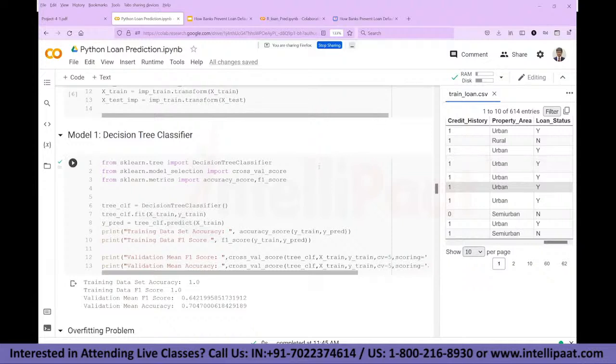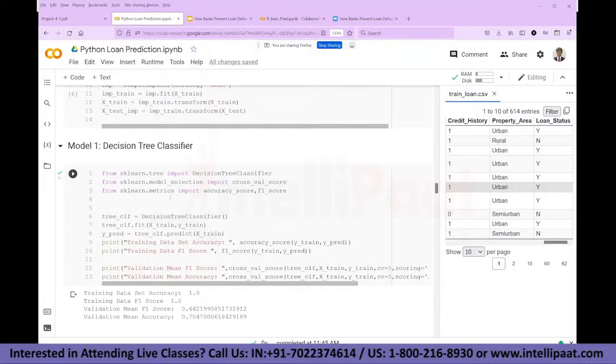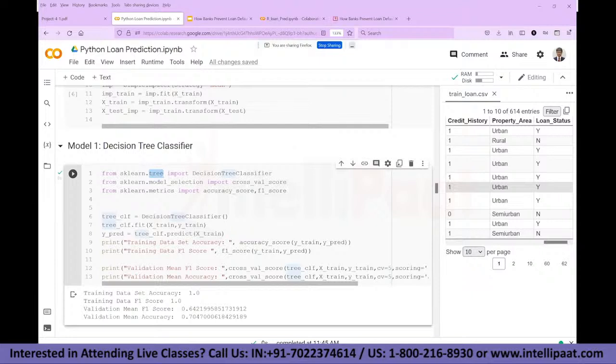So I'm using a decision tree classifier from the scikit-learn API. Scikit-learn's tree module has this API called DecisionTreeClassifier. I can use it and fit it to my data to get the output. Similarly, I can use model selection for cross-validation score to get evaluation metrics like accuracy score or F1 score. Now, there's something called cross-validation. What is cross-validation? So I'm using cv equals 5 for cross-validation score and such.